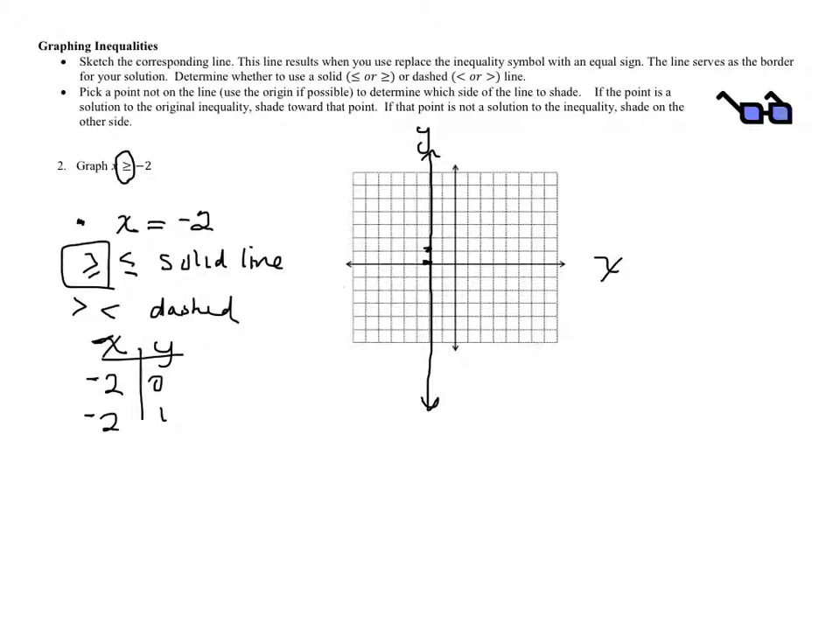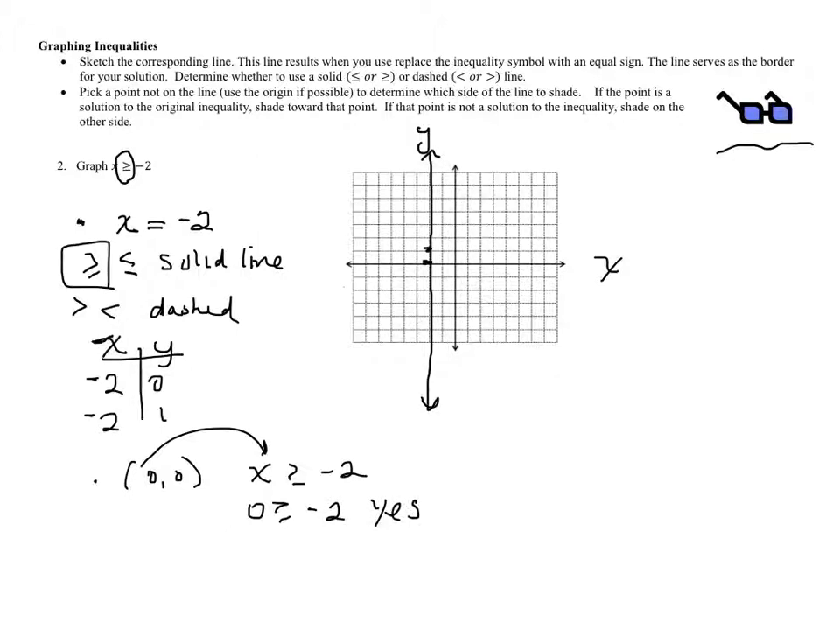Now I'm going to shade, get it? Shade. Okay, I'm going to shade one side or the other of the line. And so what I'm going to do is pick a point that's not on the line. And the easiest point to pick if it's not on the line is the origin. So I'm going to pick (0, 0) and use the original inequality. And I really only need to plug in for the x value. Is 0 greater than or equal to negative 2?